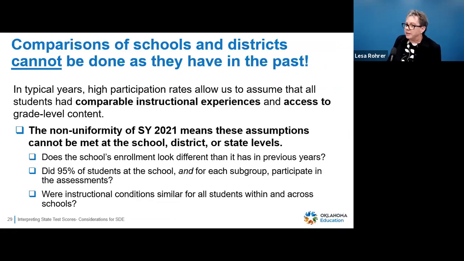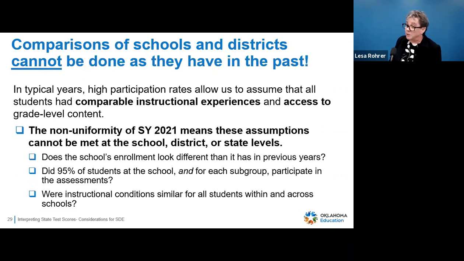So this is what we think. Comparisons to schools and districts cannot be done as they have in the past. You already arrived at that answer. In typical years, high participation rates allowed us to assume that all students had comparable instructional experiences and access to grade level content. The non-uniformity of school year 2021 means that these assumptions cannot be met at the school, the district, or the state level.